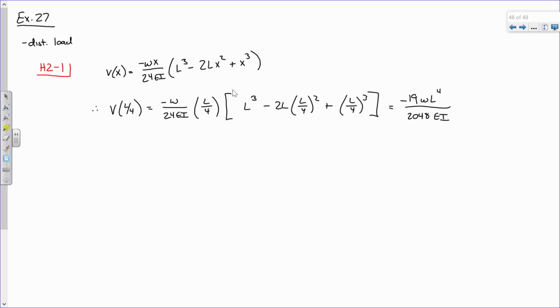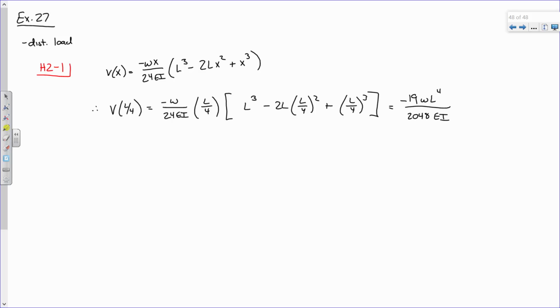I'm not going to do that for you. I would recommend that you do that. You should go through the practice of combining all that out. I promise you that that's the answer. If you don't believe me, evaluate it out and see. If you take 1/24 times 1/4 times the quantity 1 minus 2 over 4 squared plus 4th cubed, you will get 19 over 2048. That's the case for a distributed load.